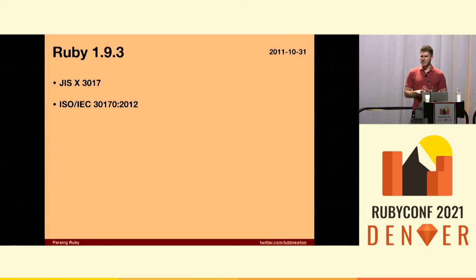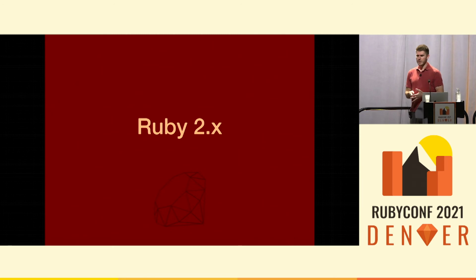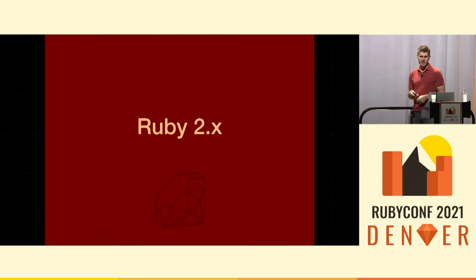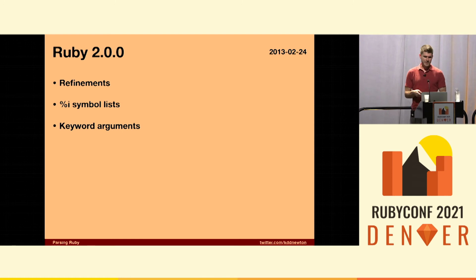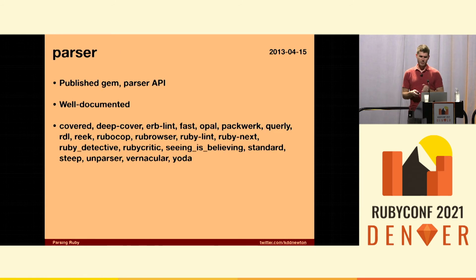Ruby 1.3 is released as the last of the 1.0 series, and these two standards are recognized by the International Committee as international standards for this language. We get into the Ruby 2.0 series, and we get all kinds of fun things. We get refinements, we get %i symbol lists, keyword arguments, Ruby 2.x keyword arguments, not Ruby 3.x keyword arguments. And finally, we get the parser gem. The parser gem is from White Quark. It is a published gem with a parser API that uses Ragel to generate, using another parser generator to build out an AST.